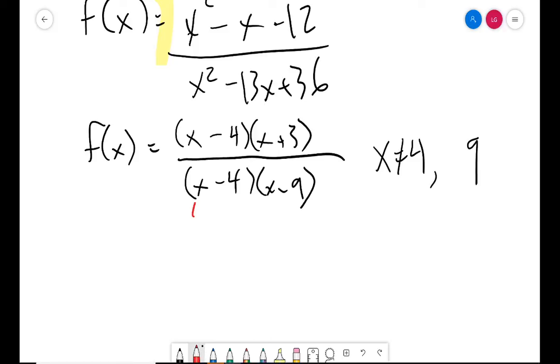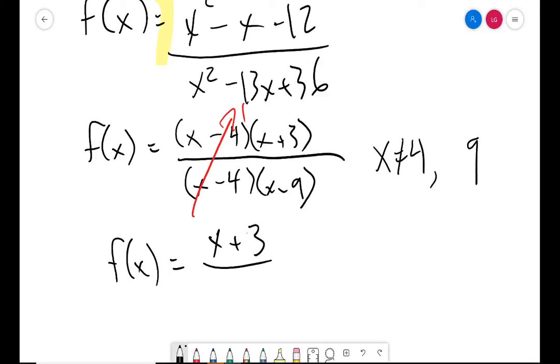Now, let's finish it out. That goes to 1. And so f of x is x plus 3 over x minus 9, where x cannot be 4 or 9.